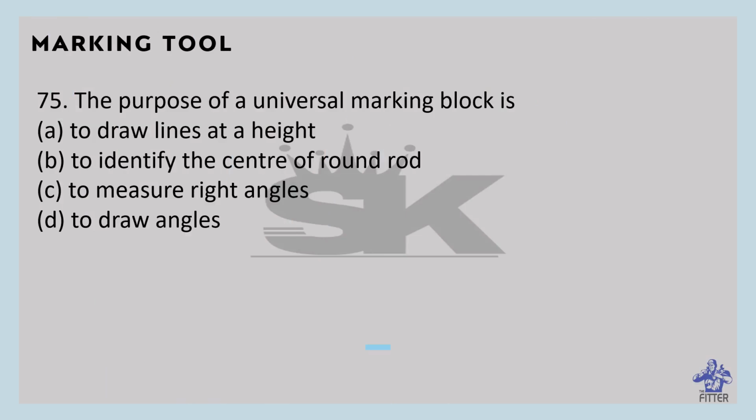The purpose of a universal marking block is to identify the center of a round rod. Universal marking blocks are used to draw parallel lines from the base on the job surface, to find out the center of circular or cylindrical jobs, and for setting the job in the lathe machine.